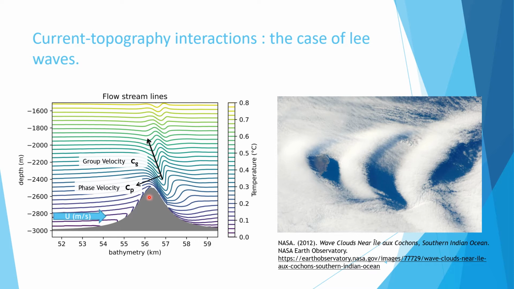If we want to get a group velocity in a frame of reference that is fixed with topography, we can call that CG topo. We need to add the velocity component U to the group velocity CG. This arrow is pointing upward, clearly showing the direction in which the wave is propagating.